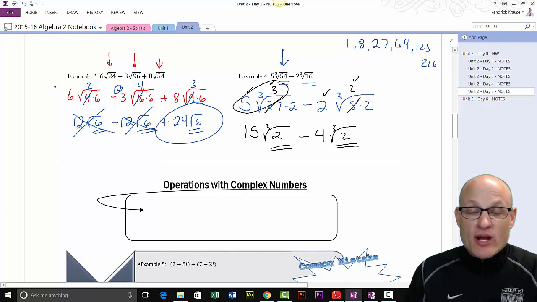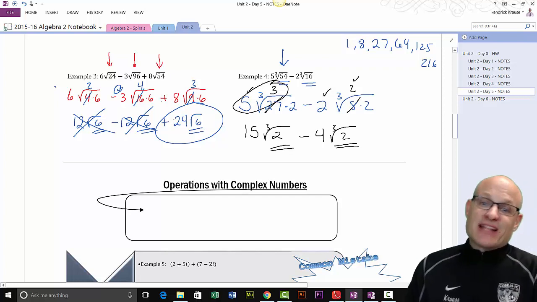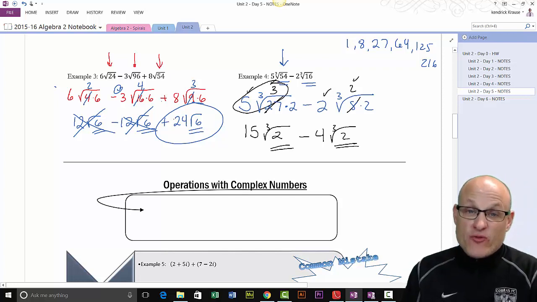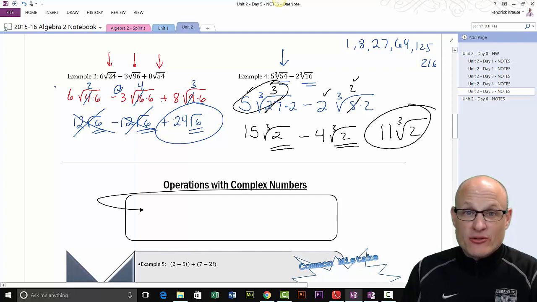Now they have the same radical. Now be careful. It's like having x's. 15x's minus 4x's is 11x's. But they're not x's this time. They're cube roots of 2. What do you think? How'd you do?